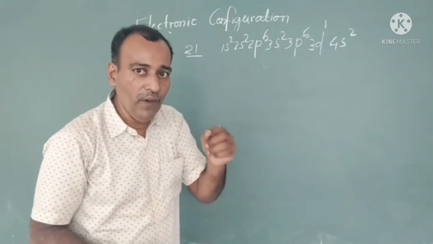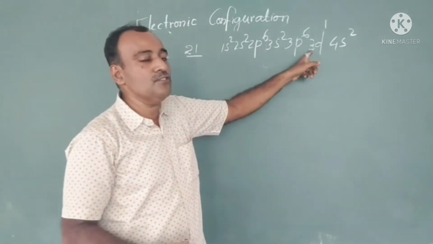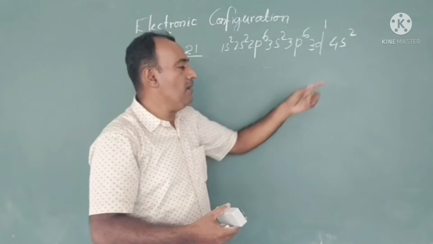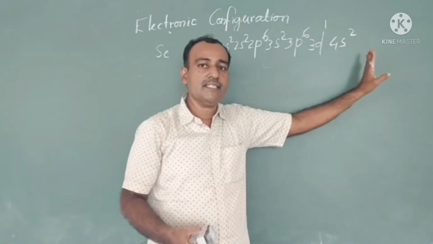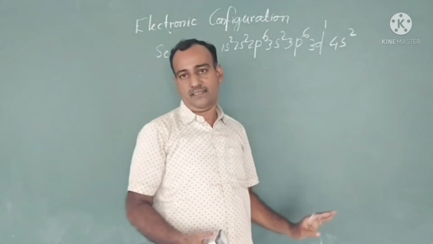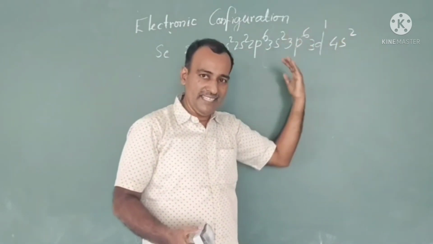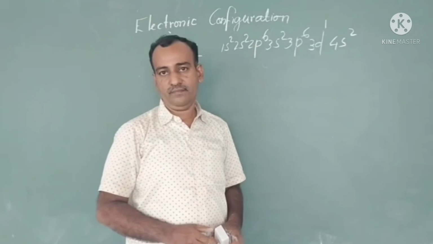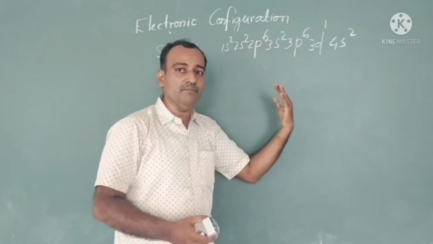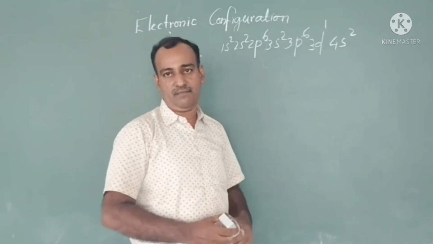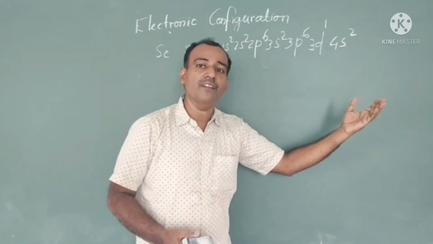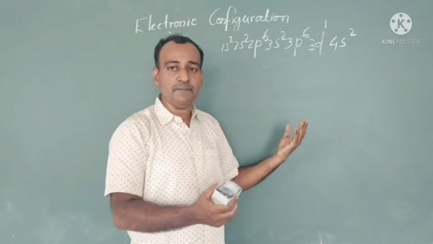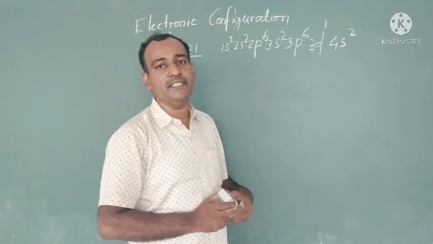So in scandium, where the last electron goes, it goes to the d orbital. The d orbital is present just inside from outside. The outer shell is called the ultimate shell or valence shell. The shell which is present just inside the outer shell is called the penultimate shell. The shell present just inside the penultimate shell is called the antepenultimate shell. Don't forget these words.